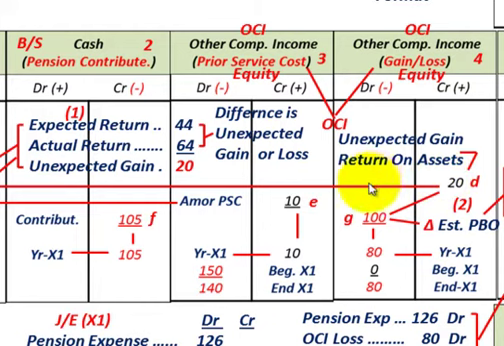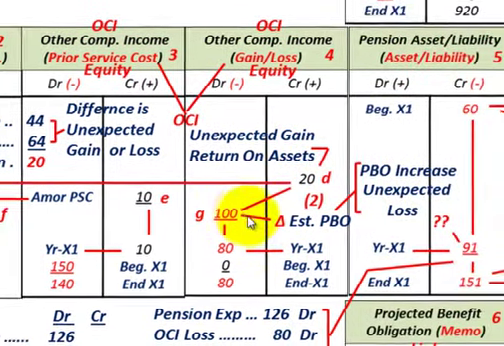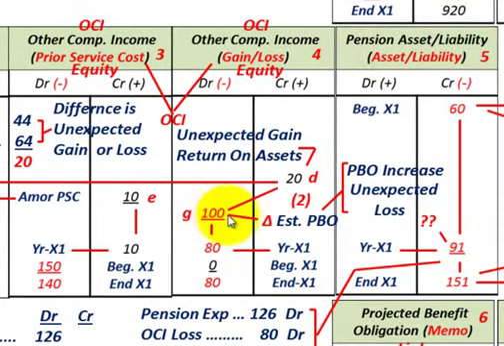Now, remember, if we had an unexpected loss, if the actual return was less than the expected return, then we debit it, or we reduce our other comprehensive income. So that's our gains and losses on the pension assets, or the investment that we have on our pension assets. And then the other gain or loss comes in, and let's go down and look at it one more time. Or we can look at it just from this perspective.